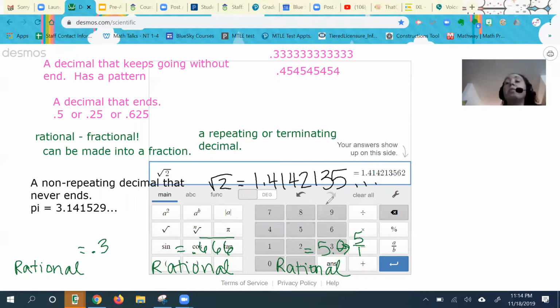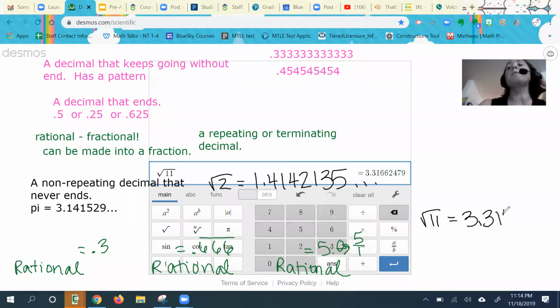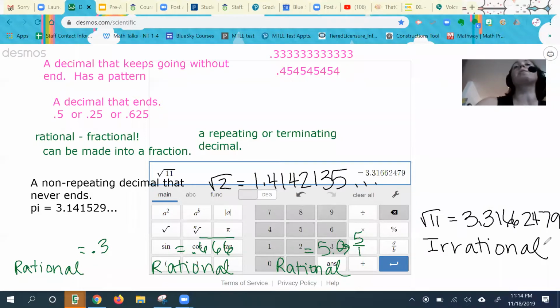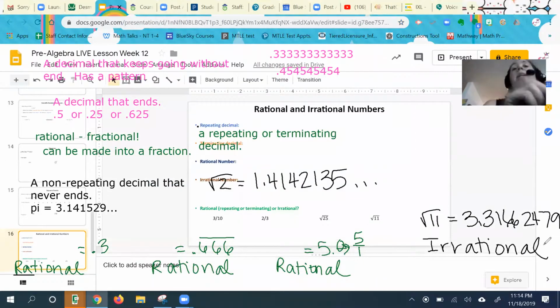Now let's take the square root of 11, which is what was on the examples below. Oops, I went too far. Square root of 11. Oh, look what that is. The square root of 11 is 3.31662479. So that's definitely irrational because it's a decimal that just keeps going and does not end.